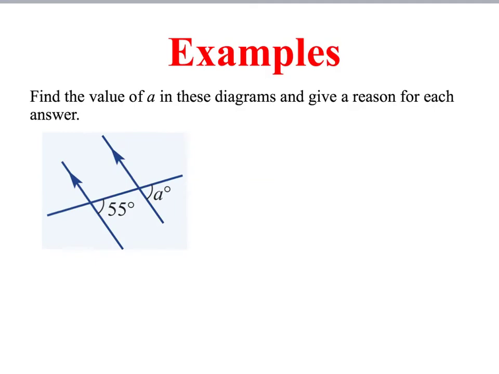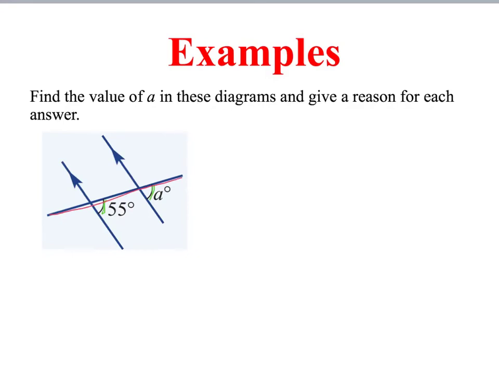Okay, our question here says, find the value of A in these diagrams and give a reason for each of the values that you've given. Let's have a look at what this might mean. I've got a diagram and it has 55 degrees and then A degrees. I've noticed that there are parallel lines and there's a transversal cutting between them.